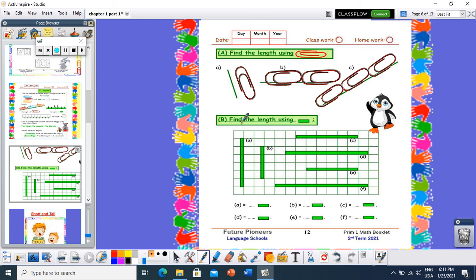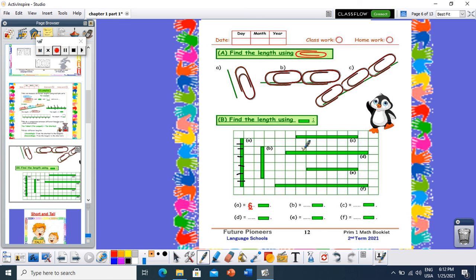Number B, find the length using the rectangle. Let's see number A. How many green rectangles do I need? How many rectangle units do I need to measure the length of this straight line? Count with me. 1, 2, 3, 4, 5, 6. I need 6 units to measure the length of this straight line.